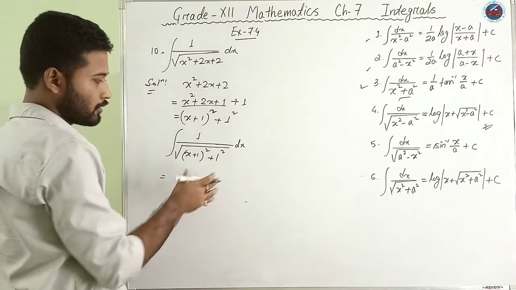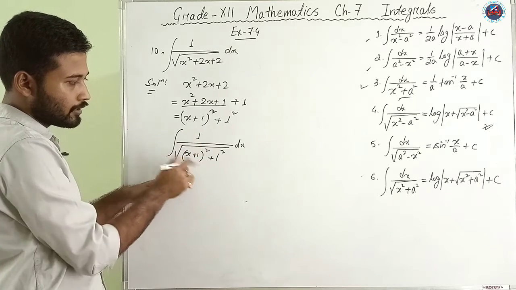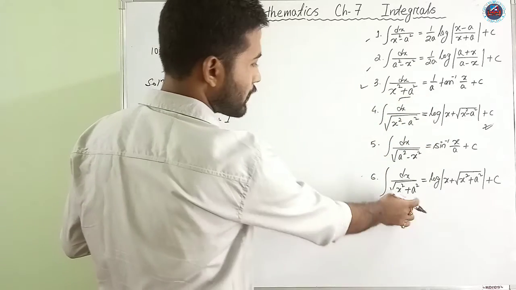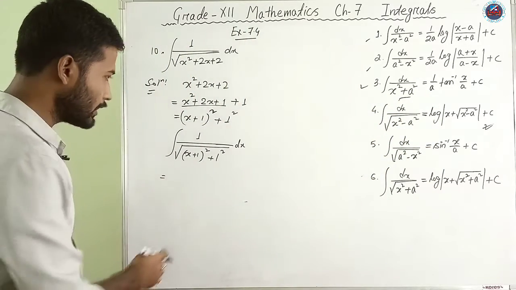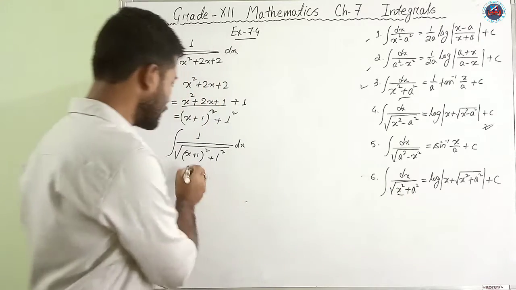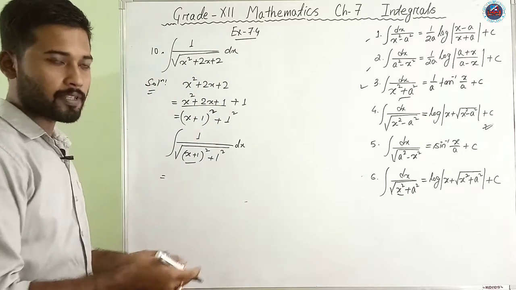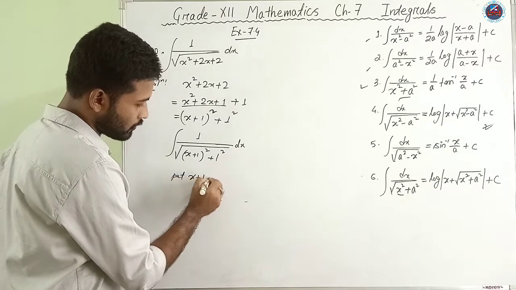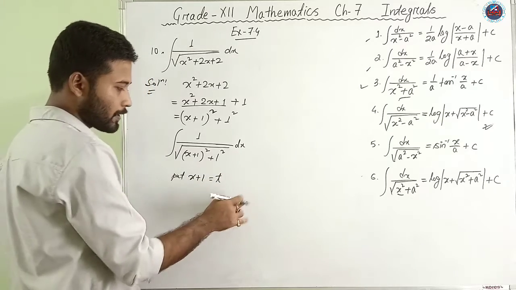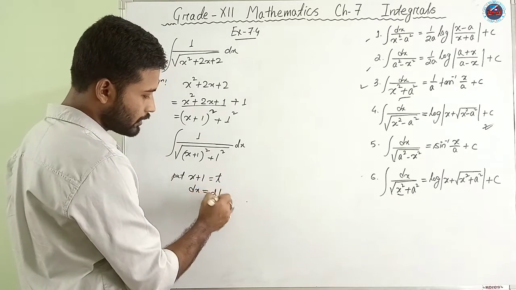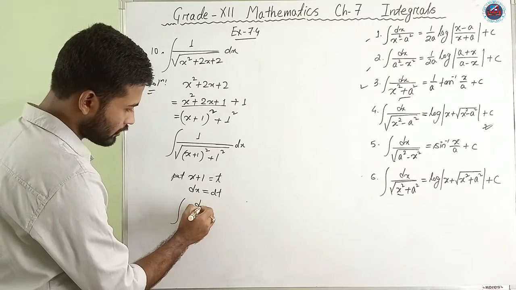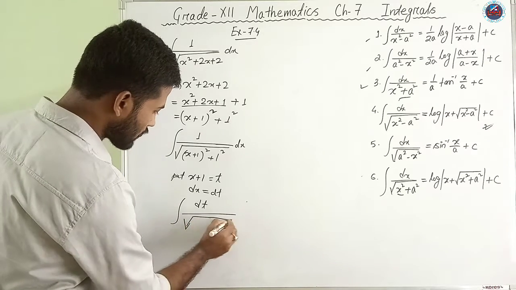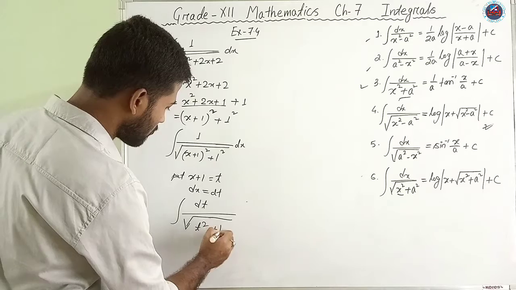Now what to do now? You can see that this integral looks like this particular integral, that is 1 over root over x square plus a square, okay, but the only difference is that here we have x and here we have x plus 1. So what to do? Reduce it. Let me show you. Put x plus 1 is equal to t. If x plus 1 is equal to t, then what about dx? dx will be dt. So we shall be getting dt over root over, in place of x plus 1 we shall be writing t, t square plus 1 square.